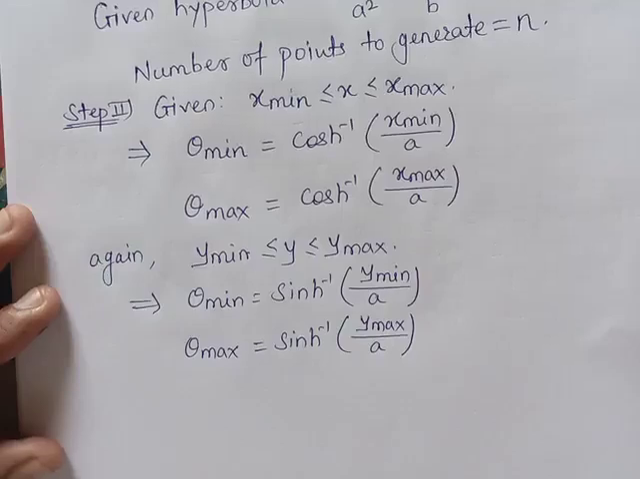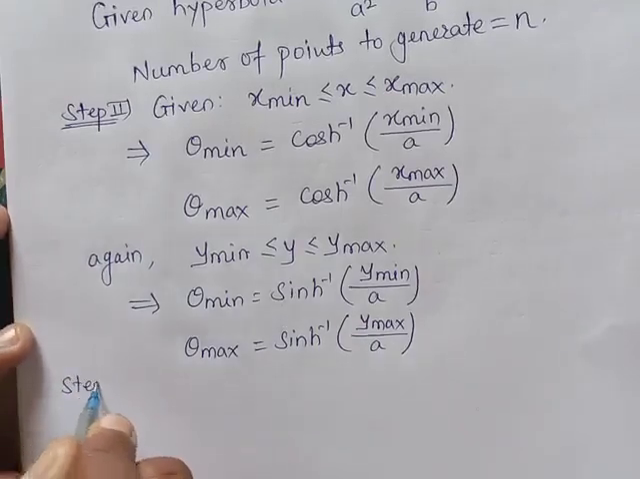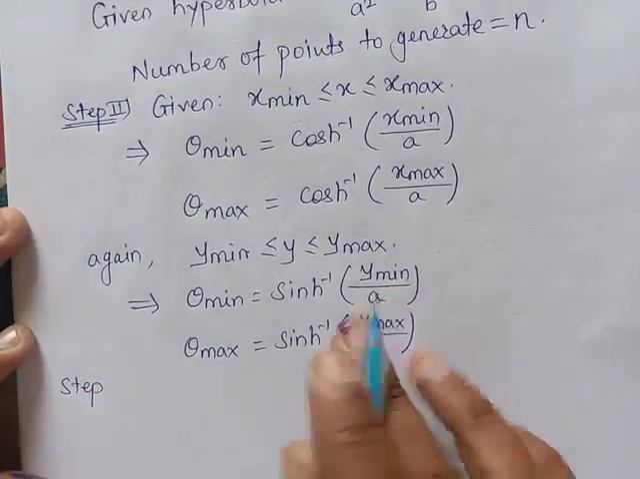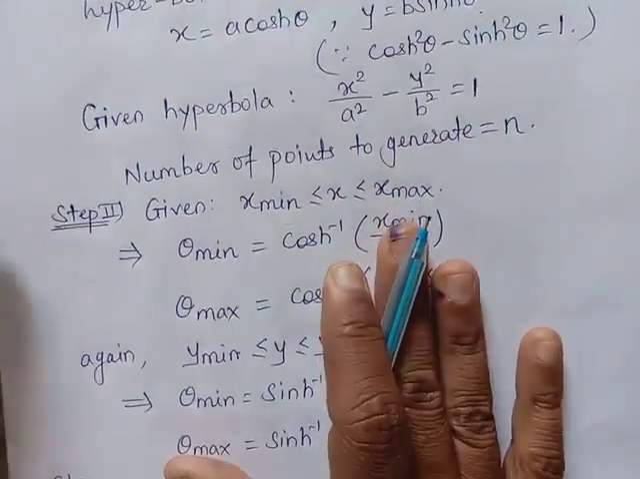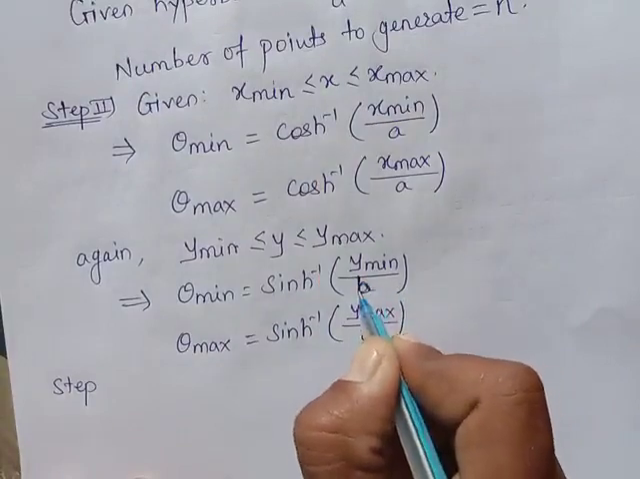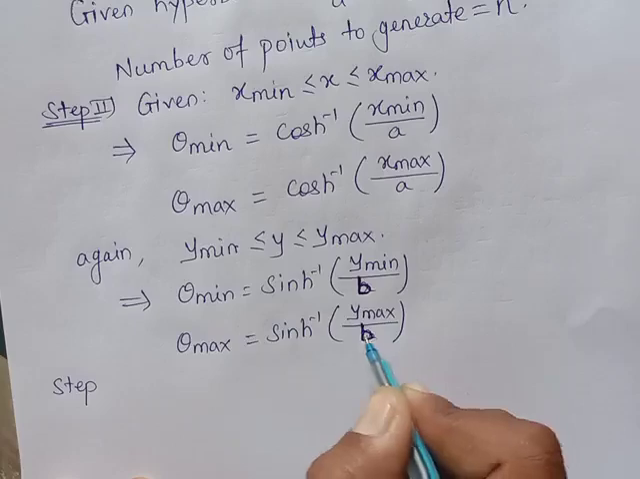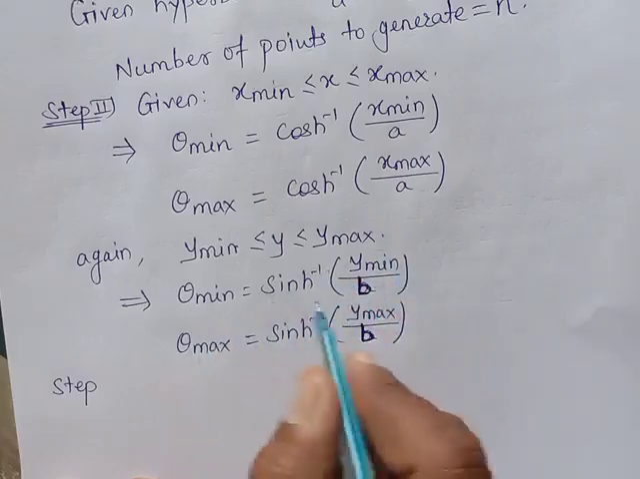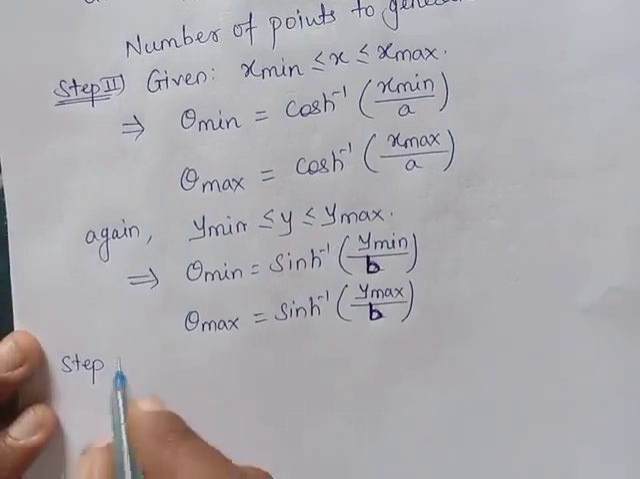Okay, therefore step 3. Here y is equal to b sine hyperbolic theta, so here it should be b. This is b. Y minimum upon b, y maximum upon b. Sine hyperbolic inverse of this ratio we have to take. That will be our theta minimum and theta maximum. Sorry for that.